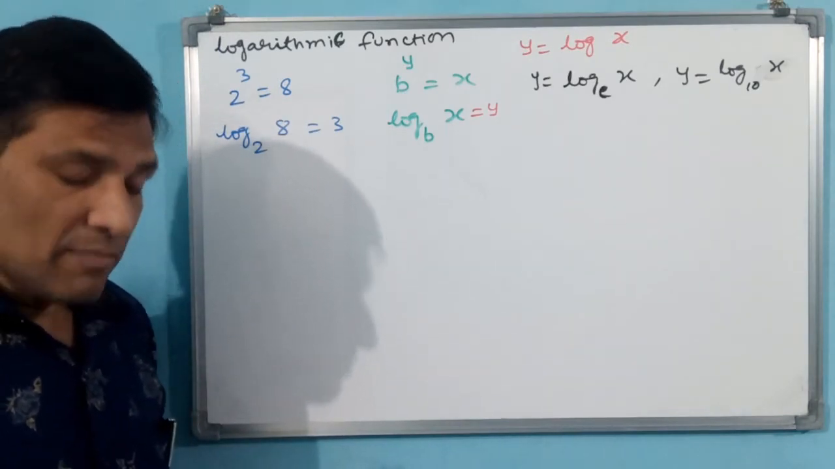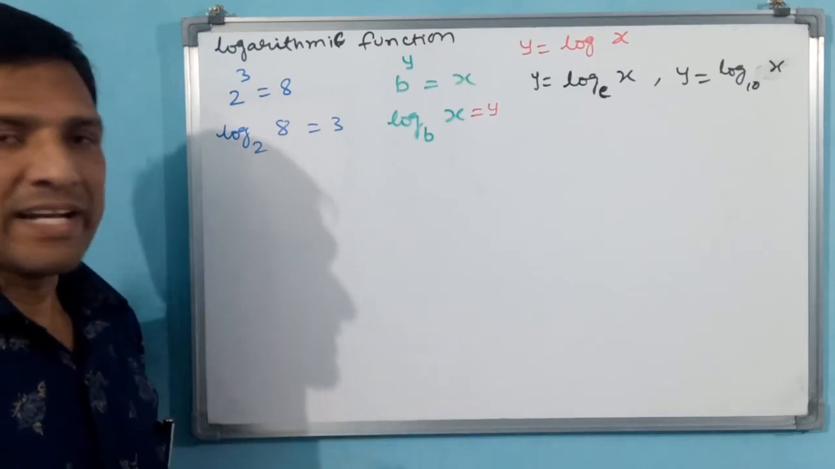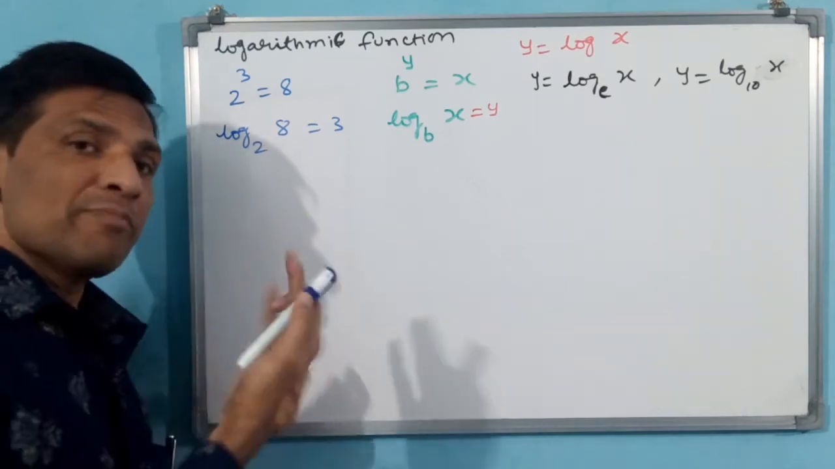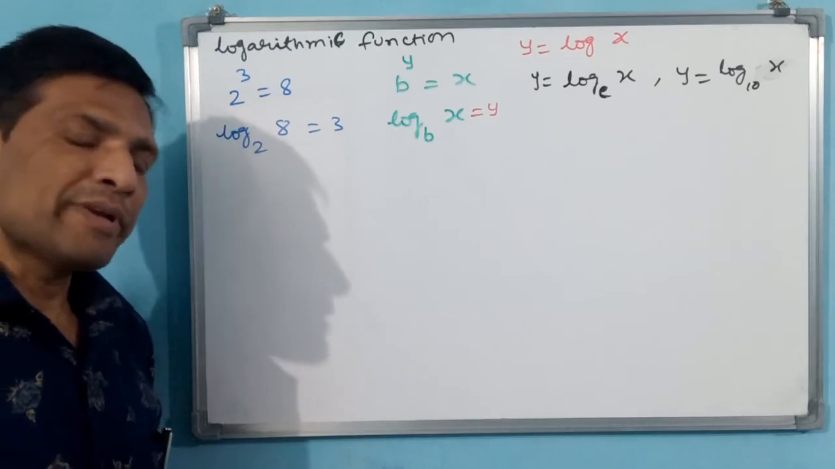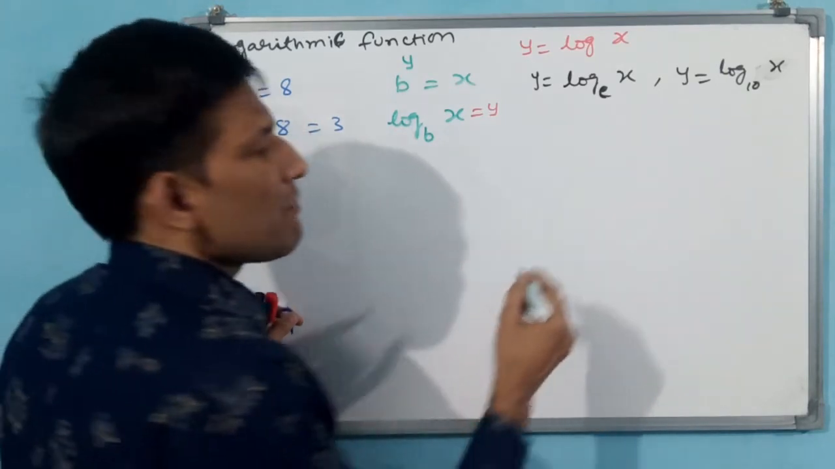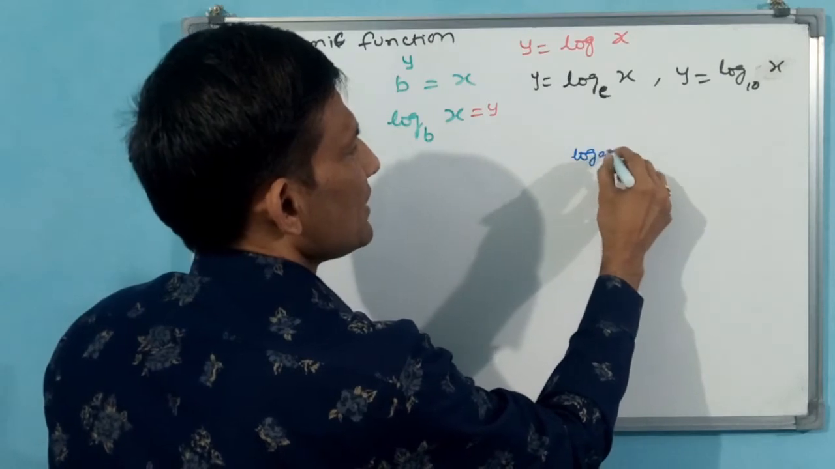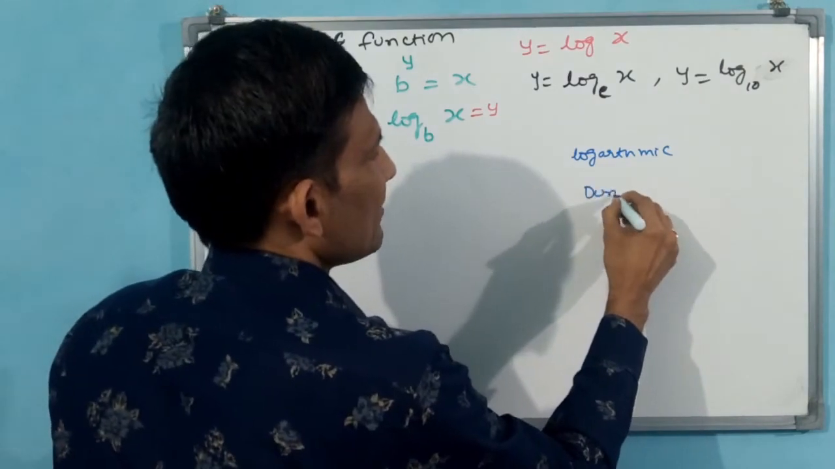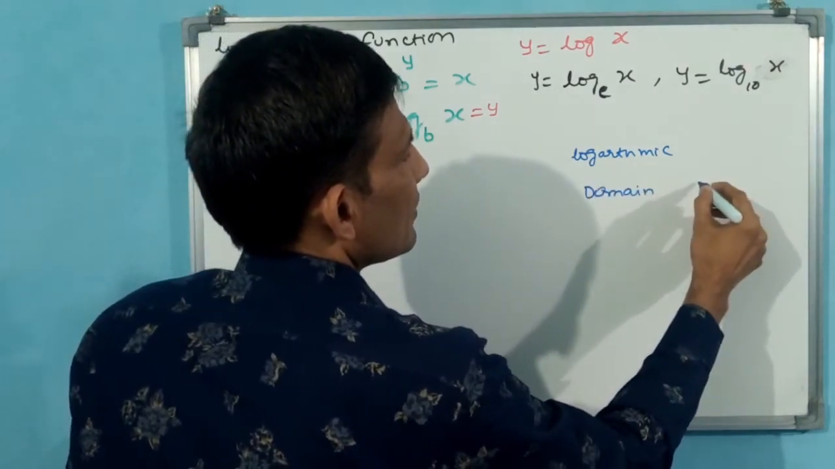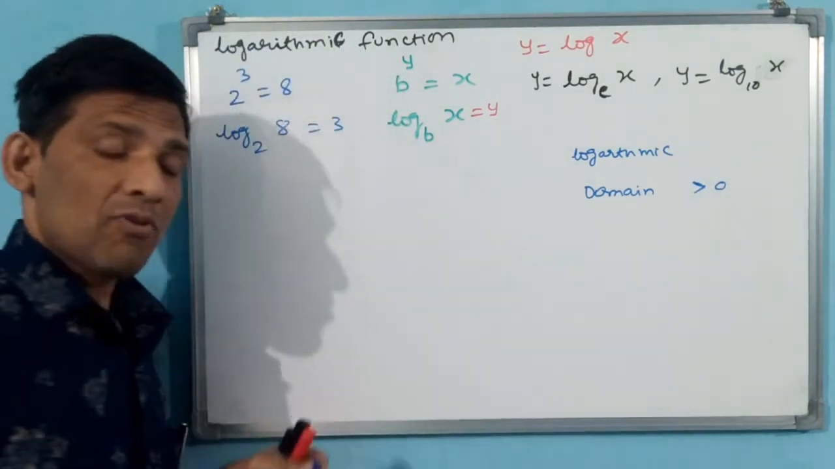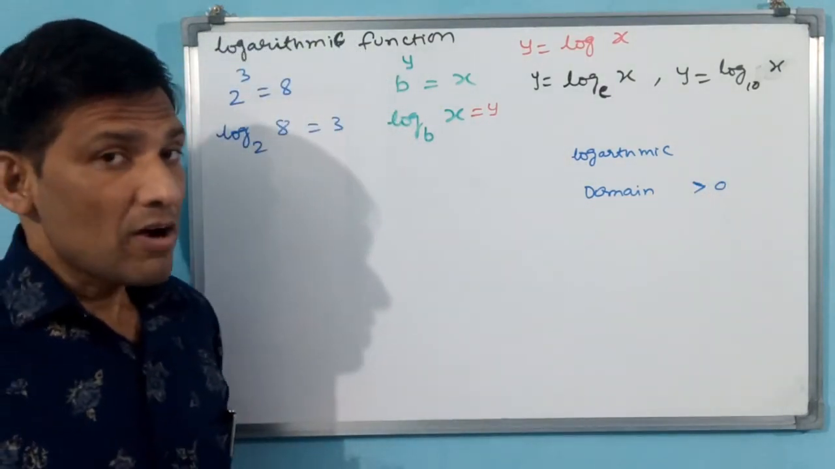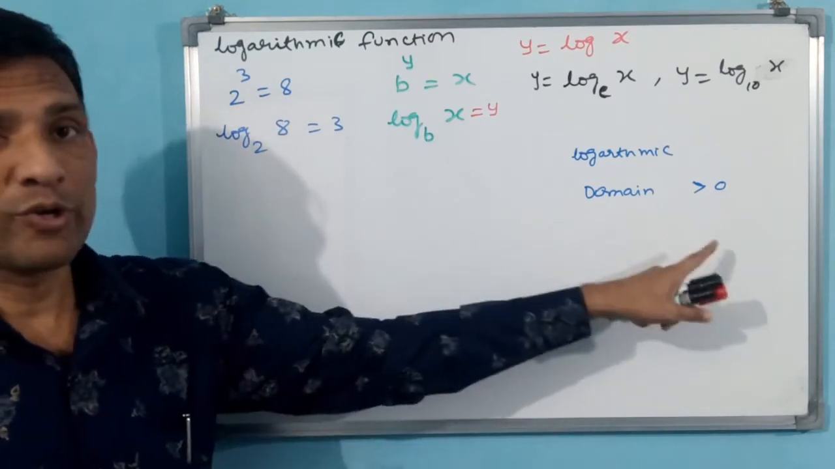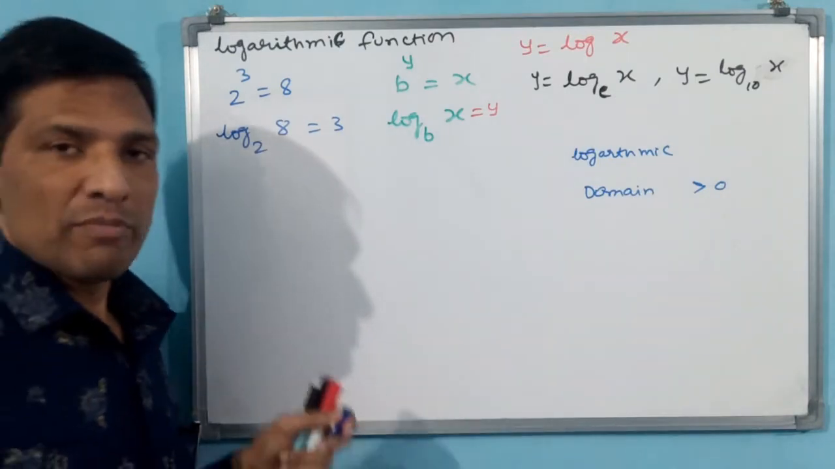Some conditions. There we have seen domain and range for the exponential function. The base should be greater than 1, but the domain may be both positive and negative real numbers. But for the logarithmic function, the domain is greater than 0. That means all positive real numbers only. Not like the exponential function, whose domain can be positive or negative real numbers. Here you can give only positive real numbers. Negative real numbers you cannot give.